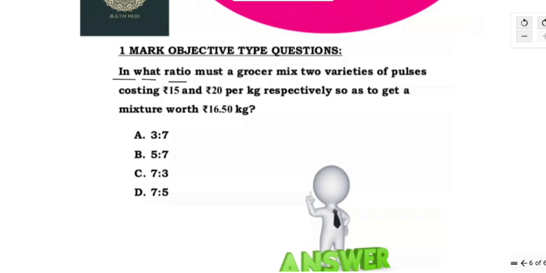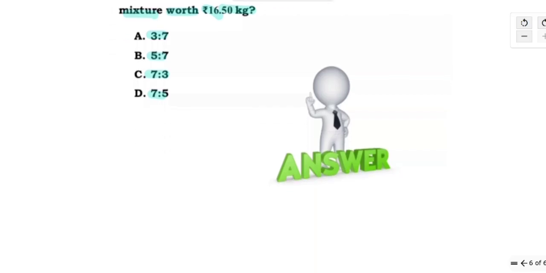In what ratio must a grocer mix 2 varieties of pulses costing rupees 15 and rupees 20 per kg respectively so as to get a mixture worth 16 rupees 50 per kg? The options are 3 is to 7, 5 is to 7, 7 is to 3, 7 is to 5.